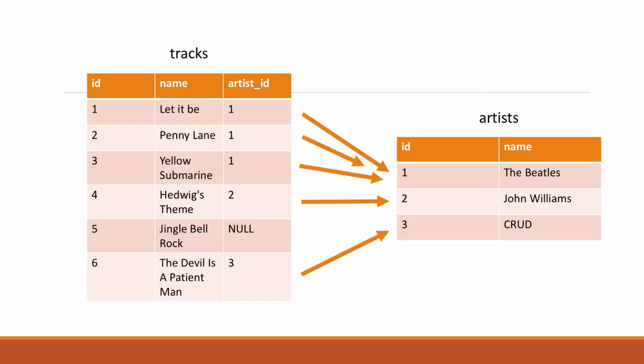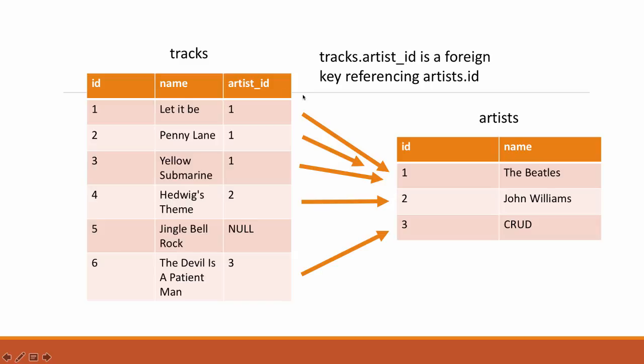The term for this artist ID in the tracks table here is a foreign key. It is saying that tracks.artistid is a foreign key referencing artist.id, that for every value here, it should have a match to here, unless of course it's null.